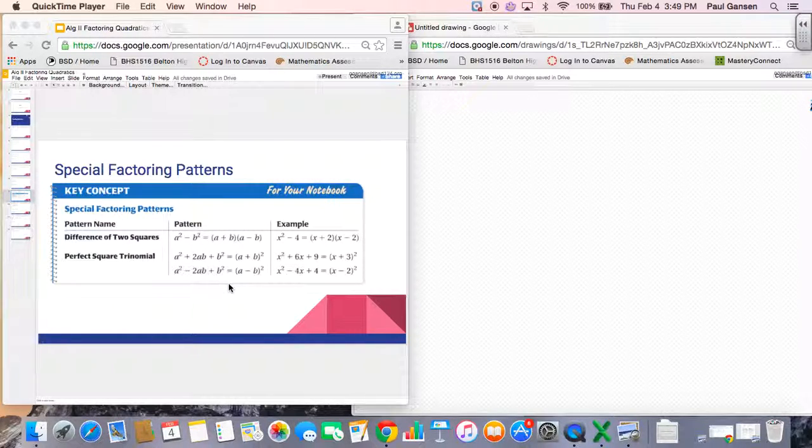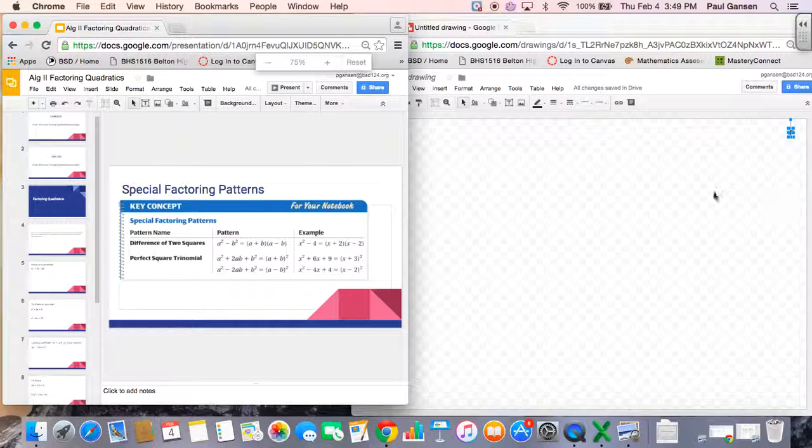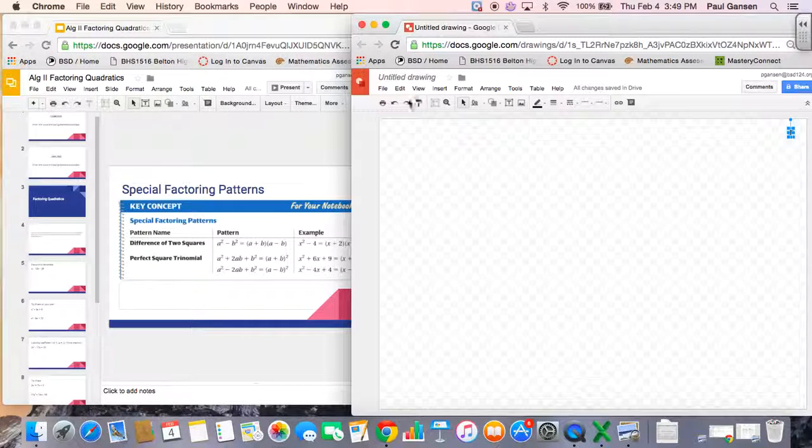I'm going to reduce my screen size on this a little bit. There we go. That's a better size for what we need to do. So let me show you a quick example of this. An example that I've done recently in class involved something along these lines.